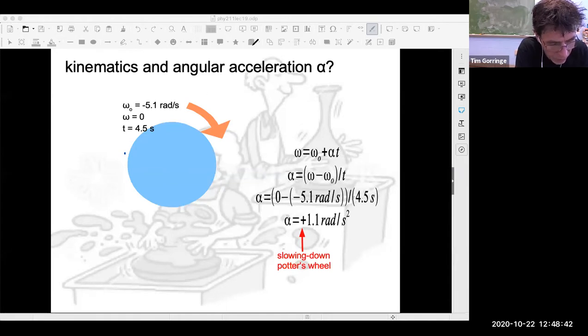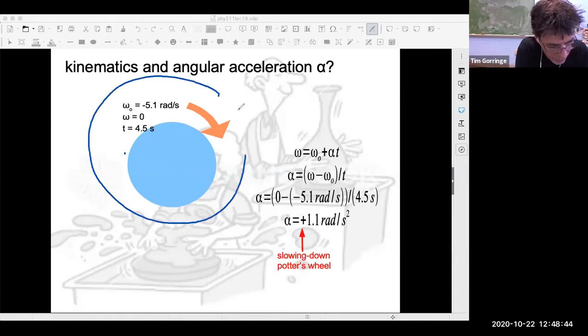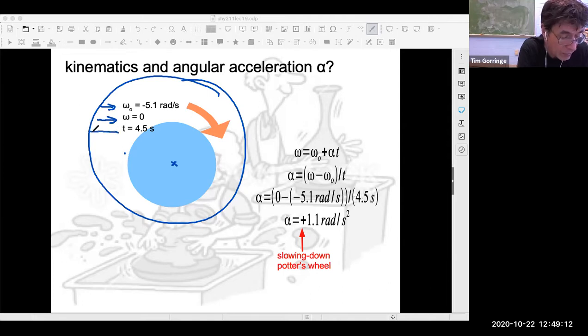So I, of course, made a sketch. It's over here on the left-hand side. Here's the potter's wheel in blue, and that's the axis of rotation. In my picture, it's rotating clockwise. I know the initial angular velocity, omega naught, 5.1 radians per second. I called it negative because it's the convention for clockwise. I know the final angular velocity, it's 0, it comes to rest. I know the elapsed time, that it took 4.5 seconds. We all saw that. That's the information I know.